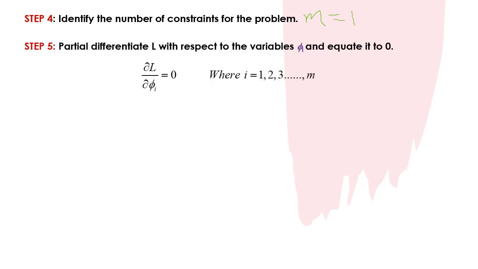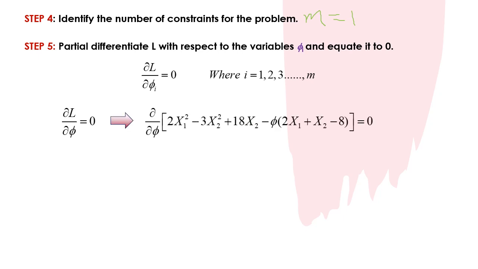Next, step 5. I have to partially differentiate L with respect to the constraint multiplier. So I have only one constraint, which I call phi. So I have to partially differentiate dou L by dou phi and equate it to 0. So dou L by dou phi is equal to 0. This is my function. When I partially differentiate this, I will get only this term.